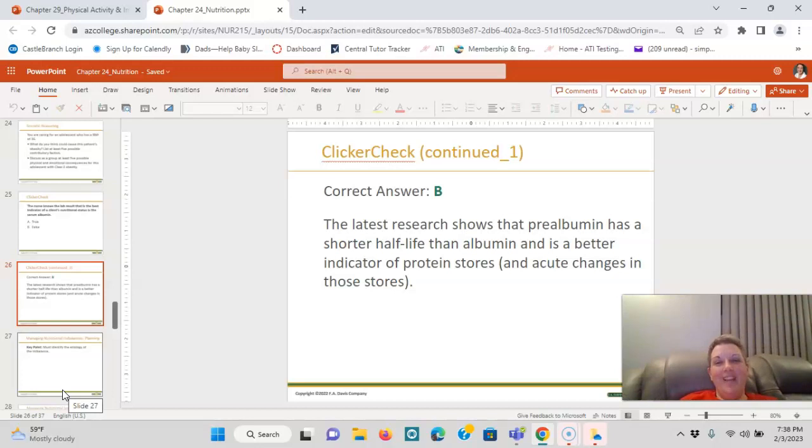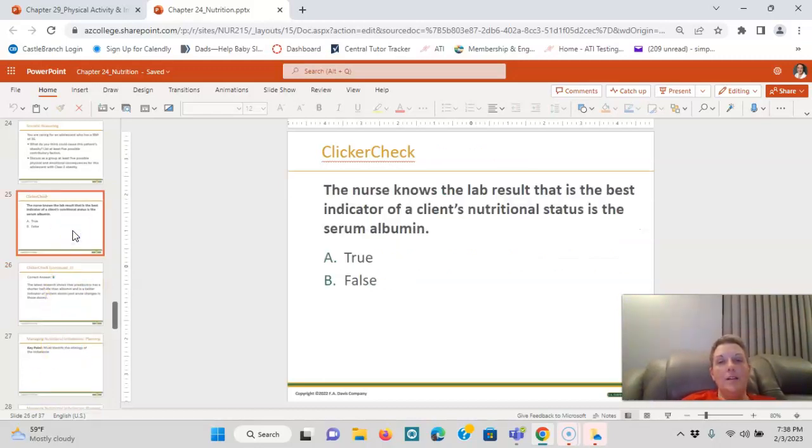Prealbumin has a shorter half-life and is a better indicator of the protein stores and acute changes in those stores. So prealbumin, when it happens on the NCLEX or it happens on a test, serum albumin is not the one we look at. It's prealbumin.